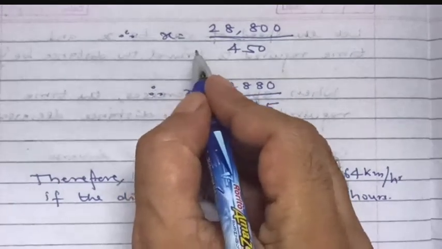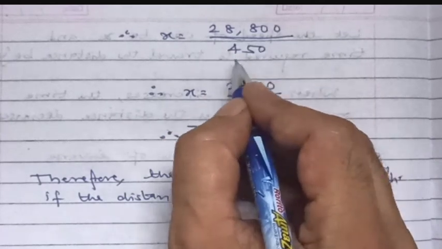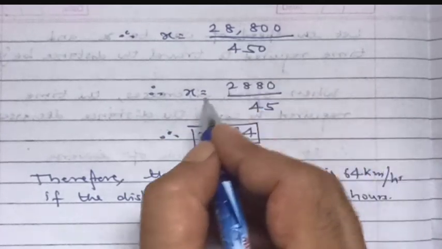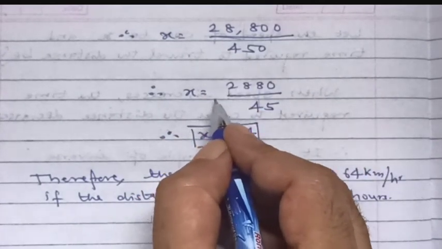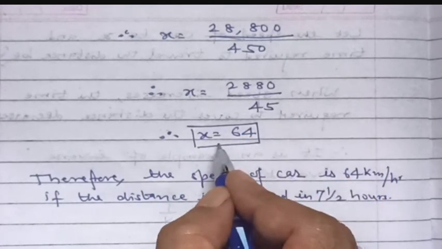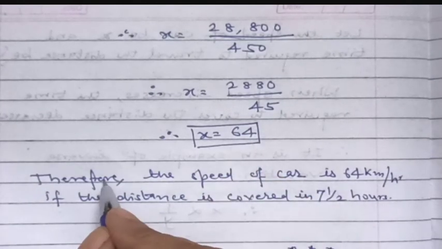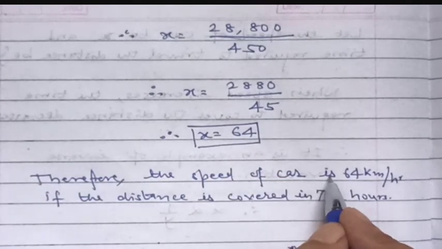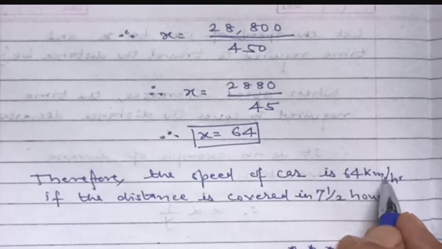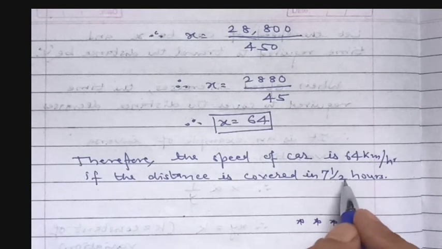Now x is equal to 28,800 divided by 450. That means x is equal to 2,880 divided by 45, which will give you x is equal to 64. Therefore, the speed of the car is 64 km per hour if the distance is covered in 7.5 hours.